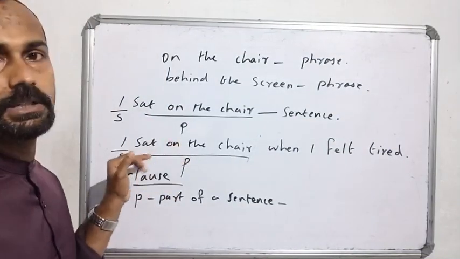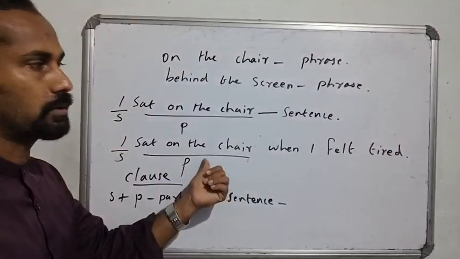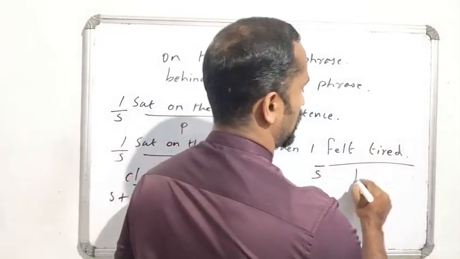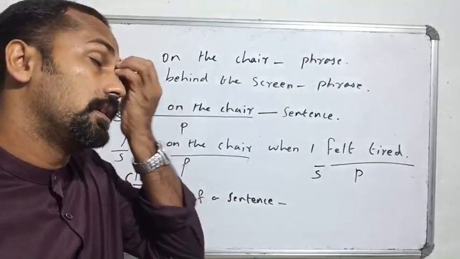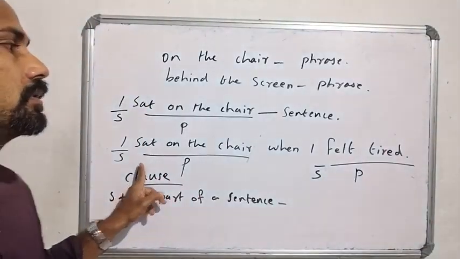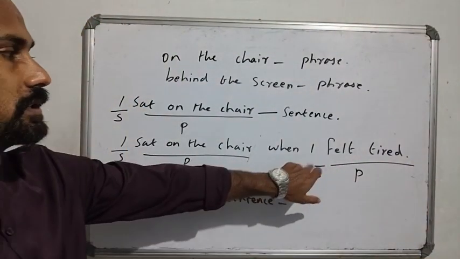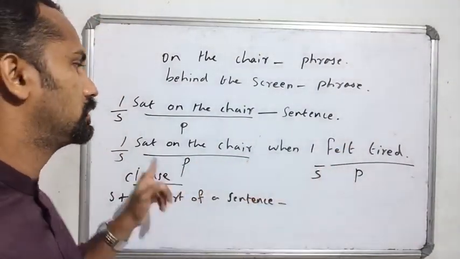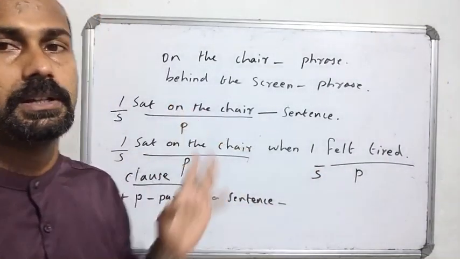Then in this sentence itself, you can see two clauses. What are they? One is I sat on the chair. Then I felt tired is another clause. Here I is the subject and felt tired is a predicate. So this is another clause. This one is one clause and this is another clause. Here also there is a subject and predicate, and this is also a part of a larger sentence, I sat on the chair when I felt tired.